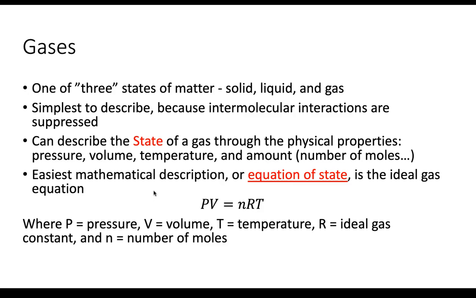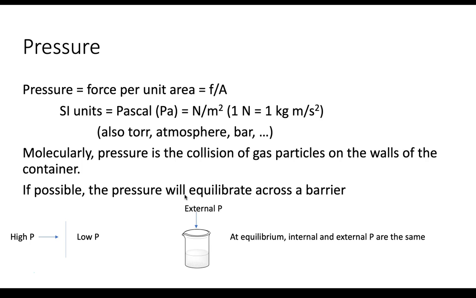And we have the mathematical equation that just about every incoming first-year student can recite, PV = nRT, or the ideal gas equation, which is an equation of state, describing the state of the system based on an equation with variables. We have pressure, volume, temperature, and the number of moles. We also have a proportionality constant, the ideal gas constant, R. So let's describe what pressure is.